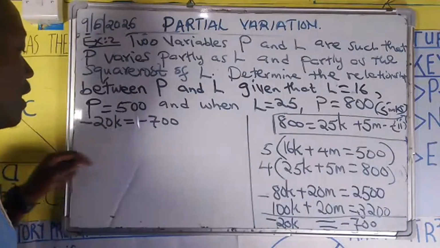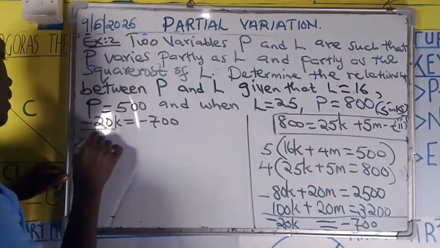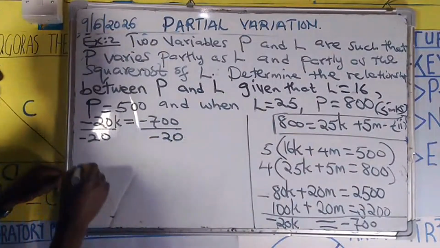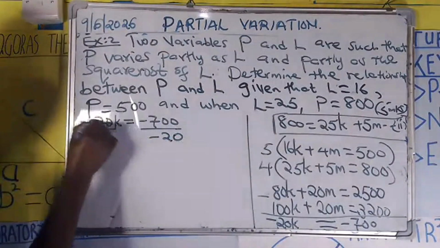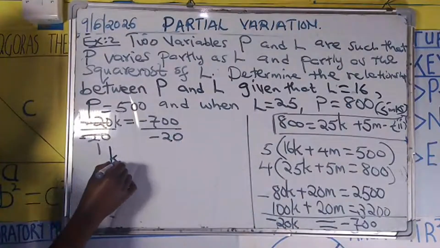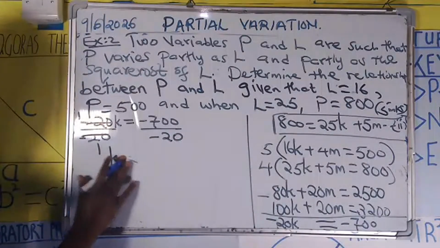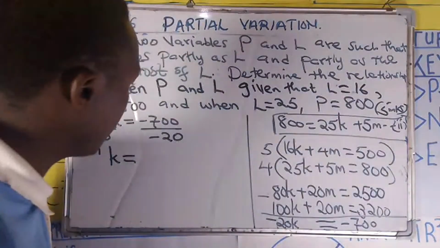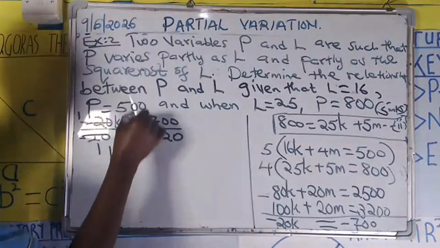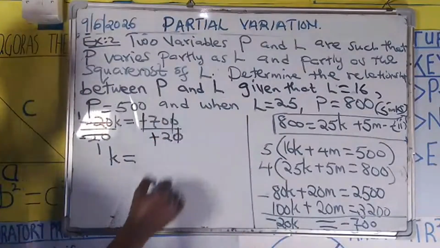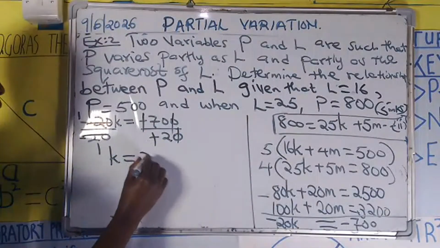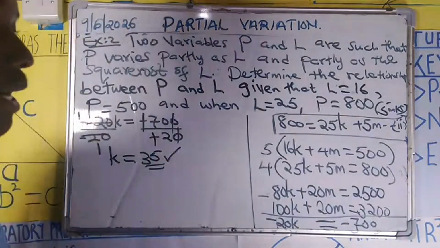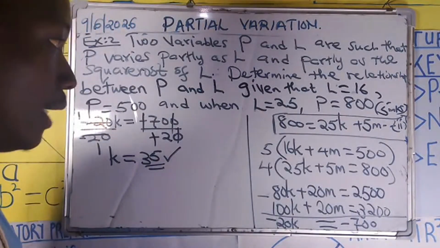For us to be left with K, we divide both sides by negative 20. K is equal to negative 700 divided by negative 20. Negative and negative will cancel, 0 and 0 will cancel. 70 divided by 2 is 35. So with K as 35, we can proceed to get M.